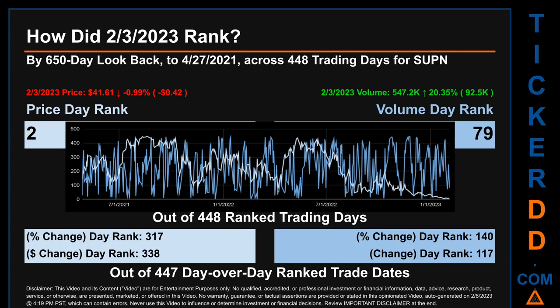The price's day-over-day percentage change, dropping minus 0.99% on the 3rd of February 2023, had a day rank of 317, while its dollar difference of minus 42 cents had a rank of 338 when compared day over day across 447 trading days. Volume's percentage change and difference were ranked respectively at 140 and 117.